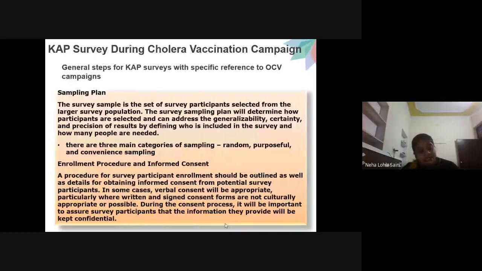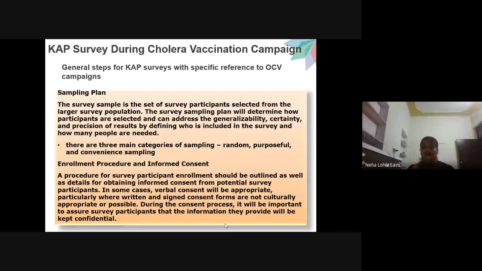Informed consent, as we discussed last time also, we have to take a written informed consent from the participant that they have been informed about the survey, they have been informed about the objective, and then they sign the consent form for you. A procedure for survey participant enrollment should be outlined, as well as details for obtaining informed consent from potential survey participants. In some cases, verbal consent will be appropriate, particularly where written and signed consent forms are not culturally appropriate or possible.